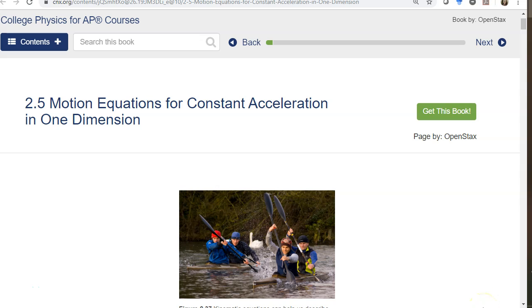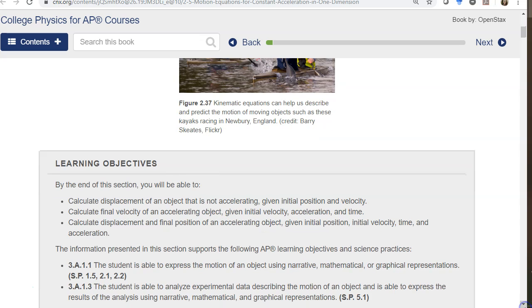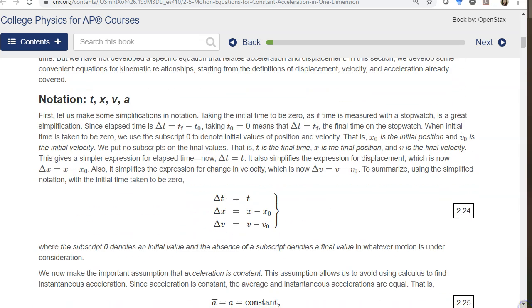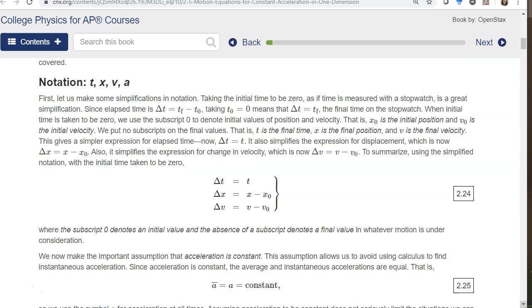Hello students, in this video I want to talk a little bit about the math behind the physics that we're working on. So we're in the textbook and we're looking at notation, and I wanted to just read this with you because this sounds so complicated, but it's very simple.